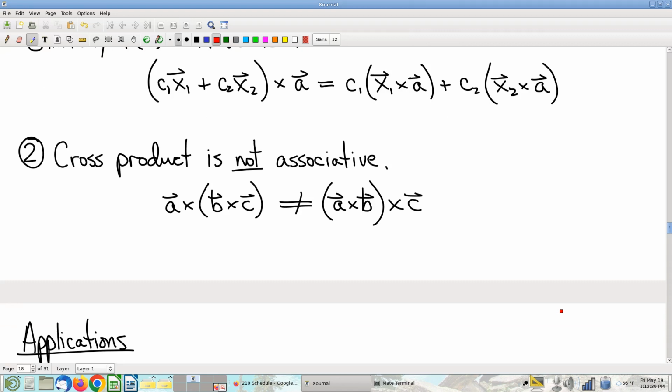Next, just another sort of landmine to be on the lookout for. We're accustomed to being able to move parentheses around to our heart's content. This is the associativity property of multiplication. We remember this from scalars, right? Scalar multiplication is associative. And there are plenty of other associativities in multiplication-like operations that y'all have seen in the past. Cross product doesn't. So again, heads up, don't play fast and loose with parentheses, with cross products involved.